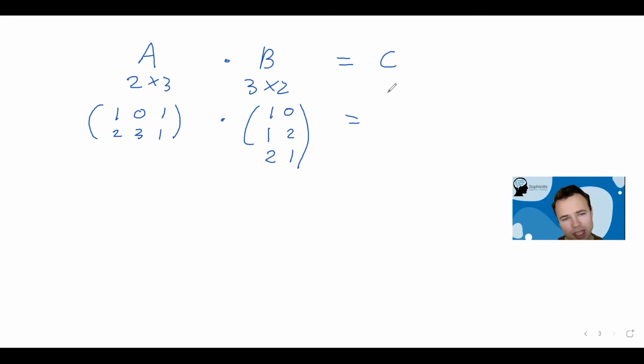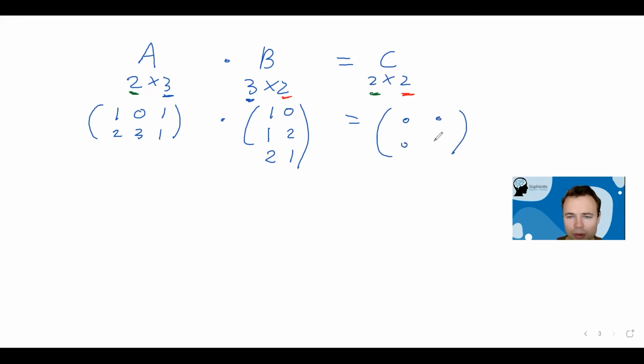So the first thing you want to check here is, are we allowed to multiply them? And the answer is yes, because those two numbers are the same. Then you look, what is the new order? Well, this number gives this number, and this number gives me this number. So I get a 2 times 2 matrix out of this. Okay, that's good to know.